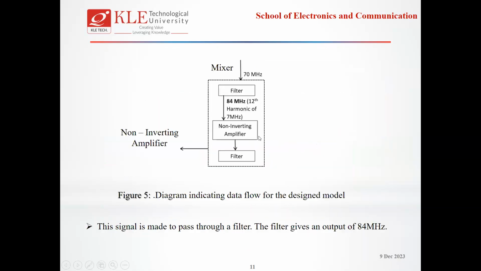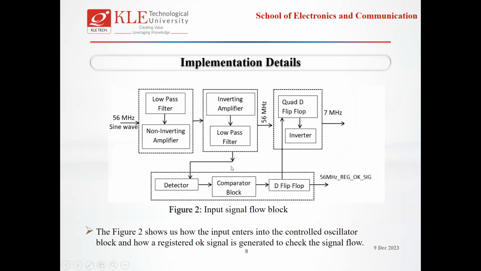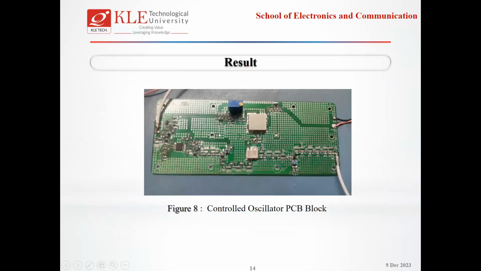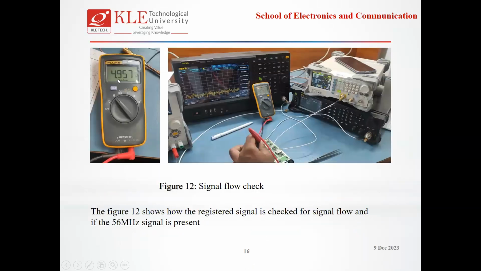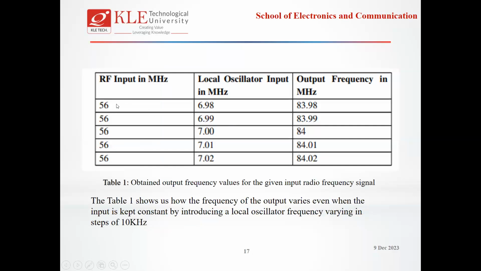If we come back to the block diagram, here we can see that we are passing it to get an OK signal for 56 megahertz, and that is what we are trying to show here. If we have gotten this voltage, which is 4.9 volts, that means we have received that signal. And here this was a constant input of 56 megahertz.